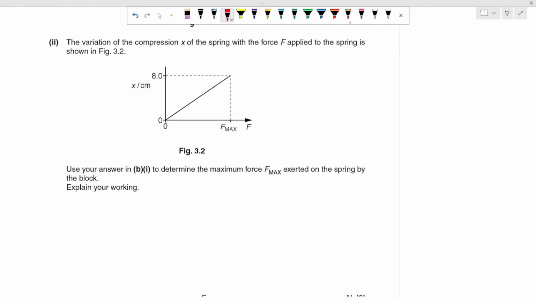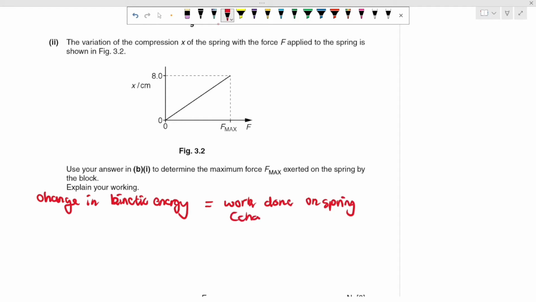So it means that the work done, or the elastic energy stored in the object, should be equal to the initial kinetic energy that we had, right? So we can write that down. So it means that the change in kinetic energy will essentially be equal to the work done on the spring, or if you want to be fancy, the change in elastic potential energy.